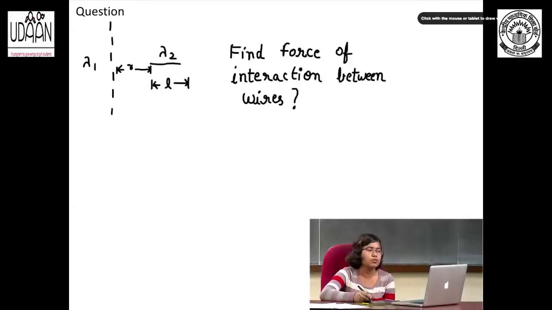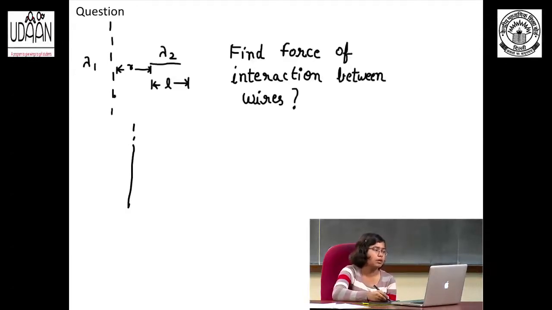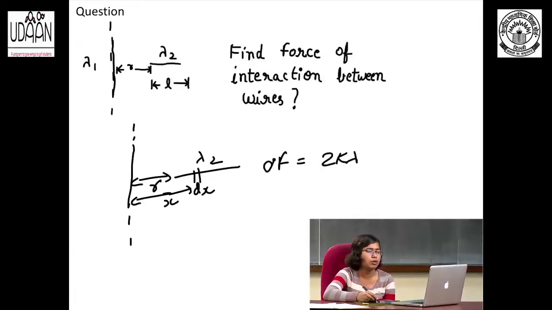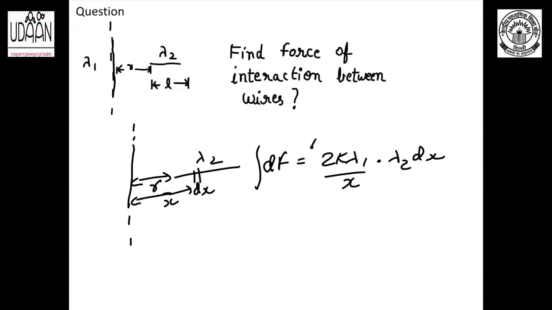Now we have to find the force of interaction between these wires. This is a semi-infinite wire. So let us take an element on the wire with charge density lambda 2 at a distance of x from the wire with charge density lambda 1. So the force on this small element can be written as 2k lambda 1 by x into lambda 2 dx. We can integrate this to find the net force from r to r plus L.